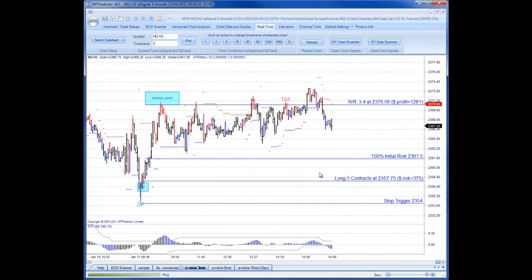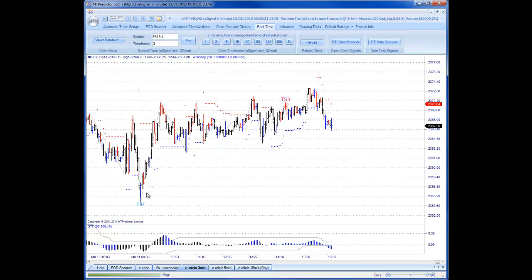If we go back and zoom out for the whole day, you can see that this DP buy setup here actually nailed the very low of the day for you. So it's a very nice situation to be in, where you were long from the very low of the day. So a good result on the NQ yesterday.